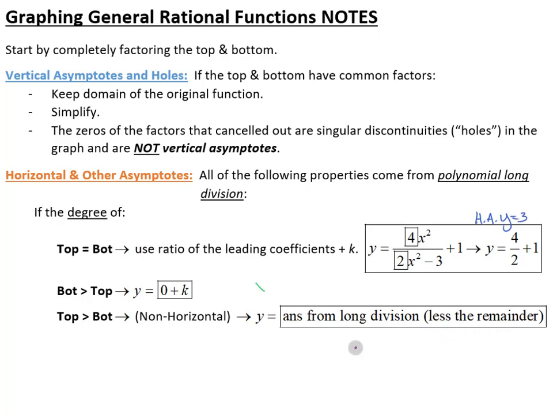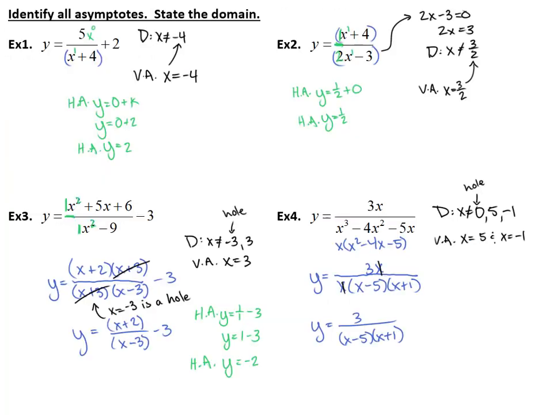Okay, but I would need to do polynomial long division, and y equals that answer is the equation my graph will get closer and closer to. It's not going to be perfectly horizontal. It might be a slant asymptote or a parabola or some other function. Let's take a look at one that will do that.